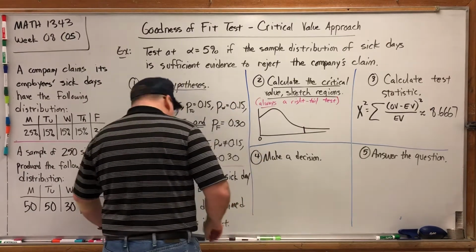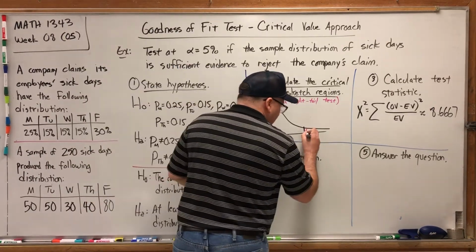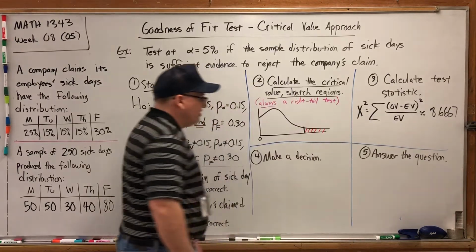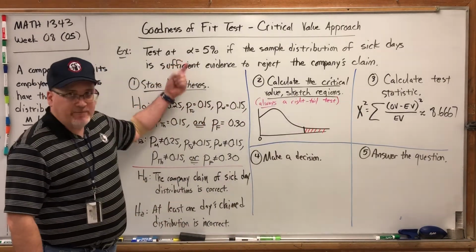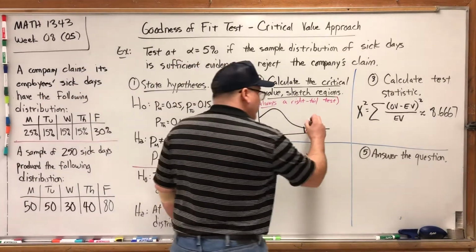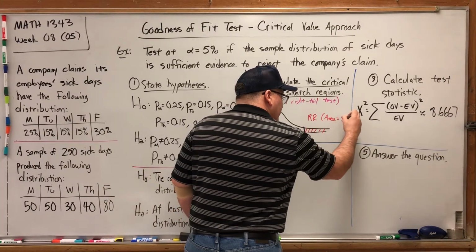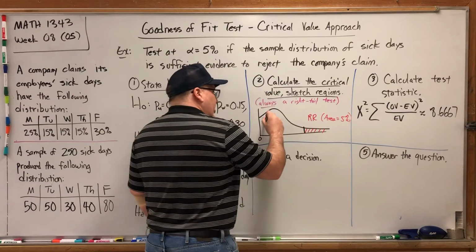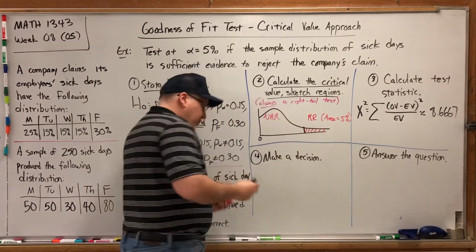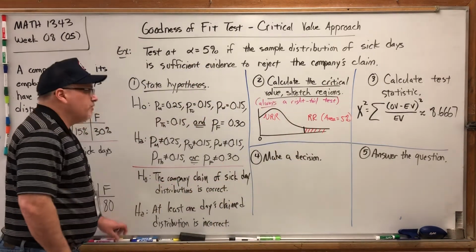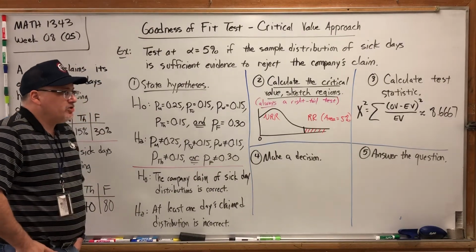So as a right tail test, we would shade the right tail. The significance level, which was a stated 5%, would still represent the area of the rejection region. Area equals 5%. And the non-rejection region would be the left side. So it will always be a right tail test. Now there's one other key piece of information missing.